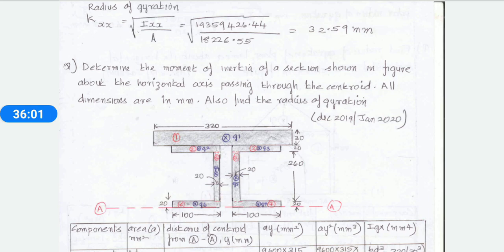Determine the moment of inertia of the section shown in figure about the horizontal axis. So what is the thing we need to find out now? About the horizontal means we need to find out I of xx. If it is parallel to the top edge also, it is equal to I of xx. Also find the radius of gyration. Radius of gyration is equal to square root of I of xx divided by A.